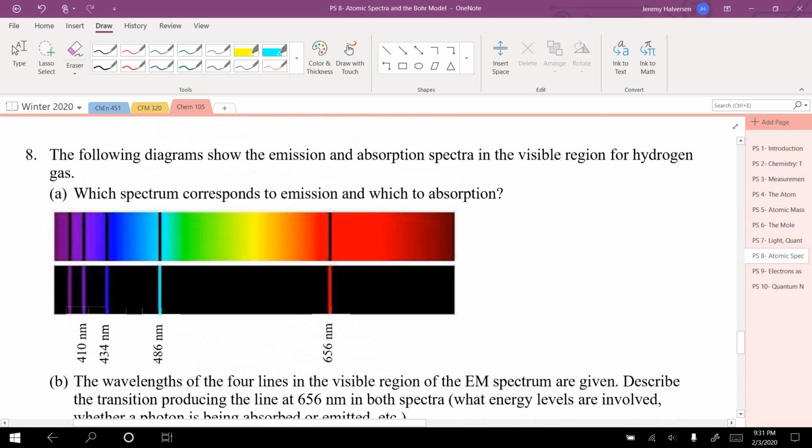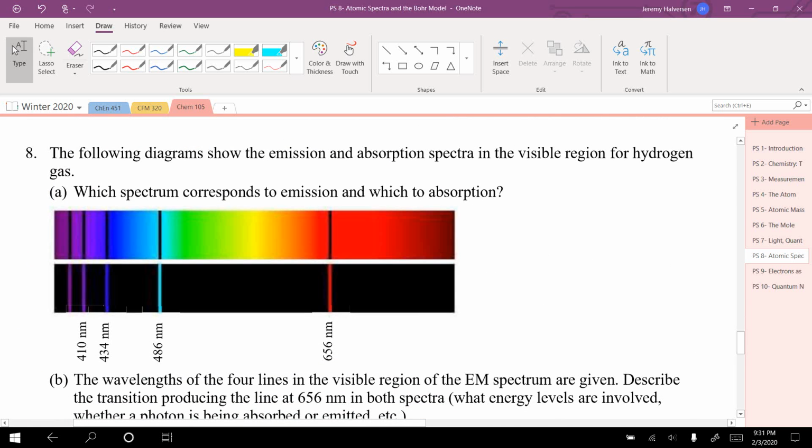All right. Which of the following diagrams show the emission spectrum and absorption spectra in the visible region for hydrogen gas? Which is emission, which is absorption? So emission has fewer lines on it. You can kind of see these lines are associated with drops in energy level in the Bohr model, and we know the Bohr model energy levels get closer and closer together, which is why these lines become closer and closer together. Perfect representation of that. This is emission.